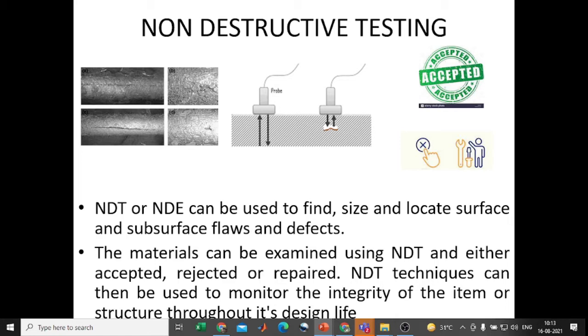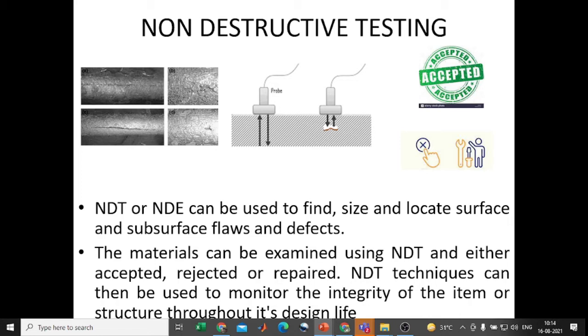How can I repair? How can I identify the location, that means how deep inside the workpiece material the defect is and where it is located. Likewise we can examine with non-destructive procedures or principles. So the materials can be examined using non-destructive testing and either accepted, rejected or repaired.